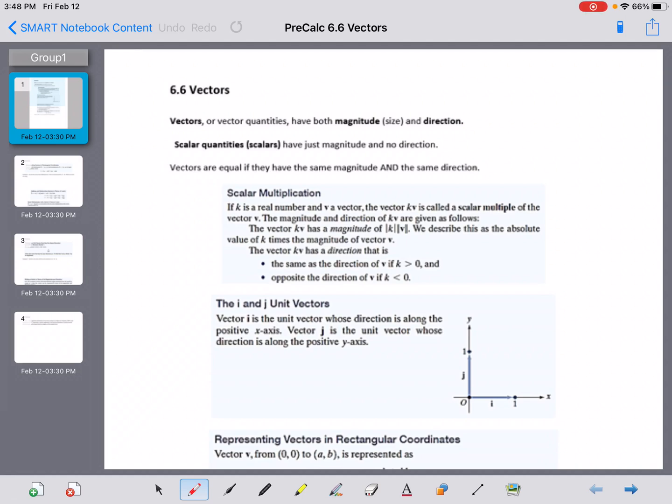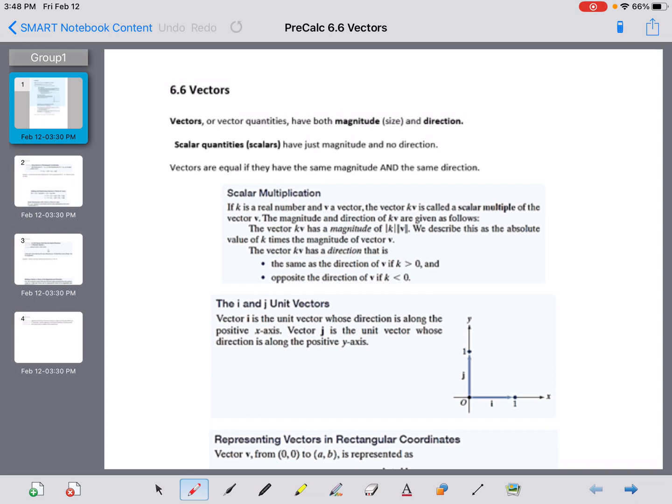6.6, another jump in our chapter, and this time it's to vectors. Yes, we did see some vectors in geometry, and just like in geometry, vectors have both magnitude and direction, so our size and our direction. We also talk about scalar quantities, or scalars, that just have magnitude, but they don't have a direction to them.